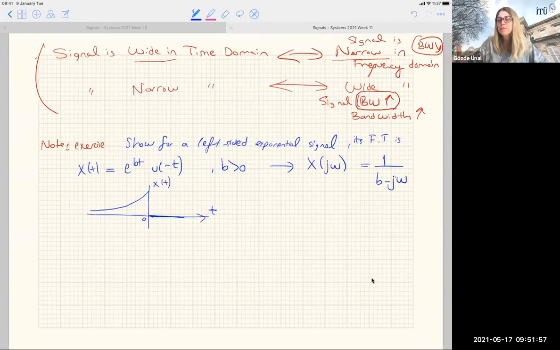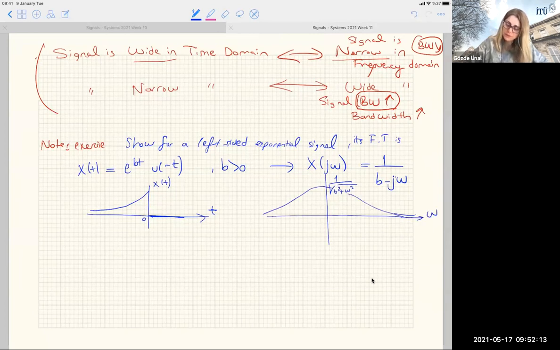Its magnitude response will be the same: 1 over square root of b squared plus omega squared. So it's going to be a similar Fourier transform. You can exercise and show this.